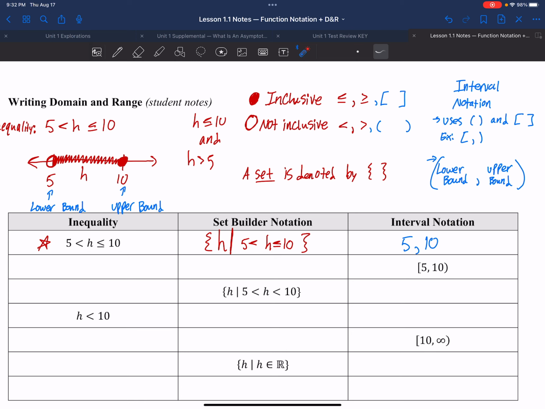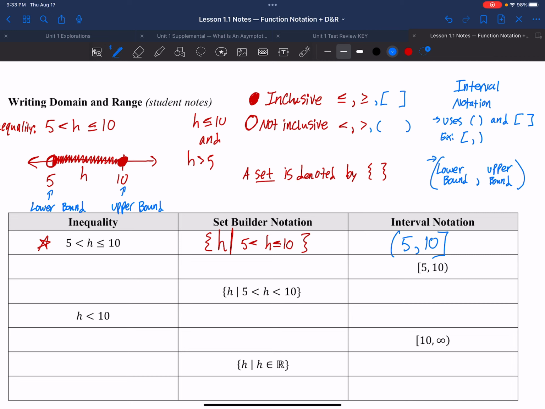So when I look at this point here at 5, I see that it's an open circle, which is not inclusive. So I'm going to use a parenthesis. I'm going to come over here and say parenthesis here. And then this is 10. And that's filled in, which is inclusive. So I'm going to use a bracket. And so I put a bracket here. And that's what that means.